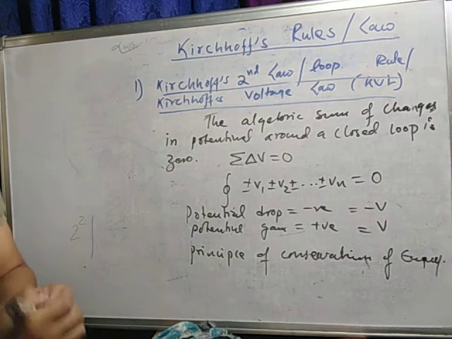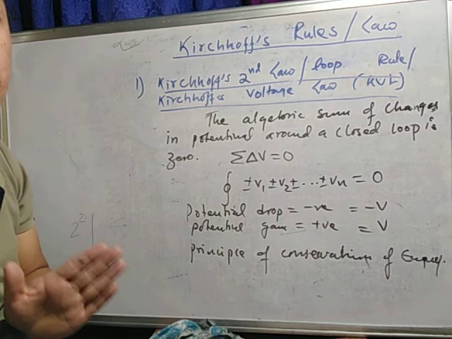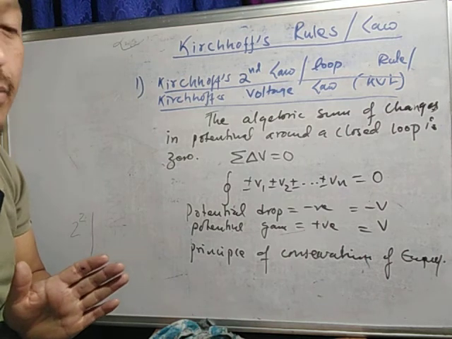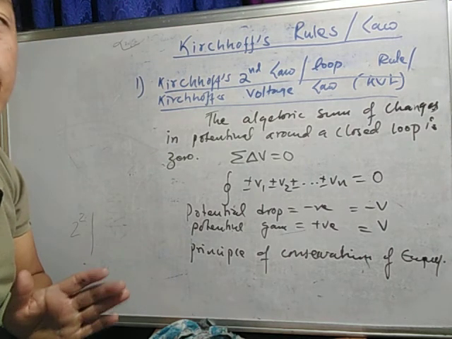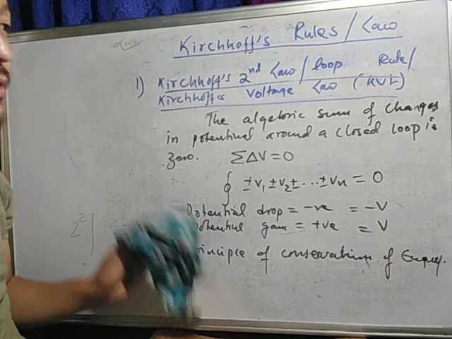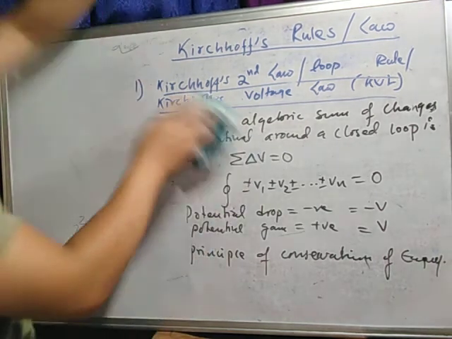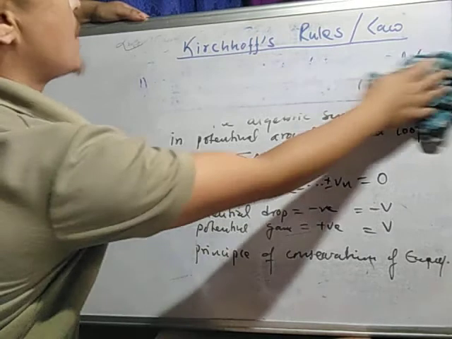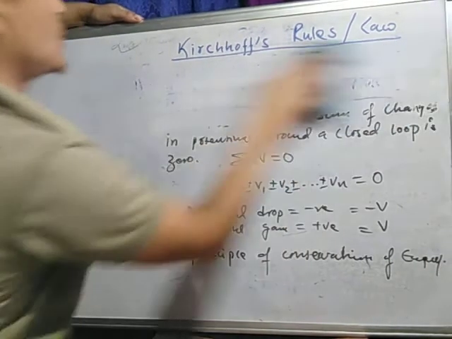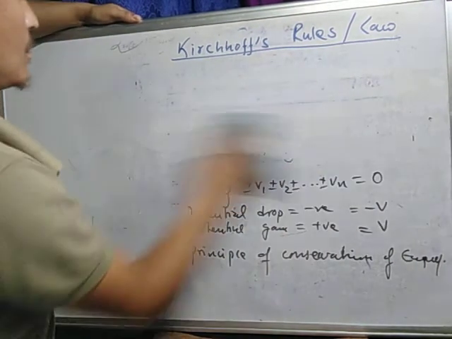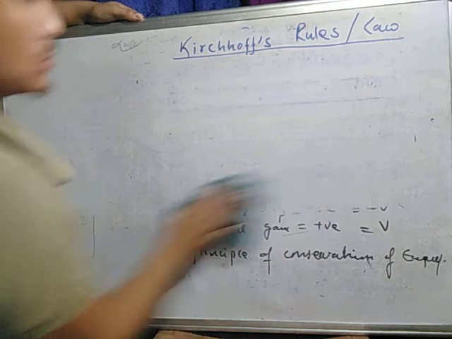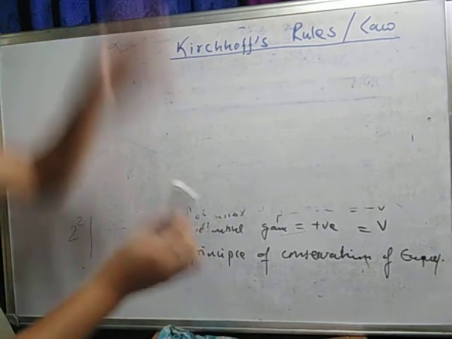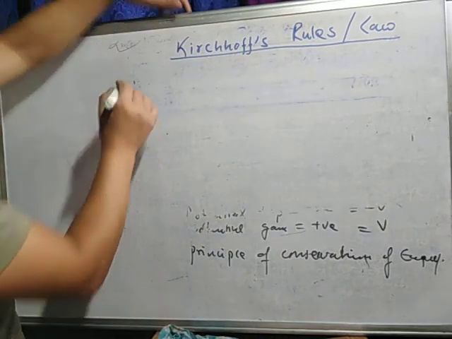Rule and law are the same thing, okay, but theory will change, isn't it? Just atomic theory changes with time, but a rule cannot change, okay. It is a universal truth, isn't it? So write down how to apply Kirchhoff's rule. How to apply Kirchhoff's rule. So write down how to apply.